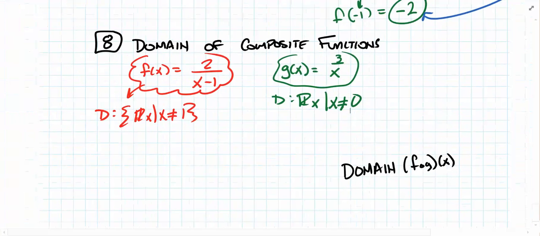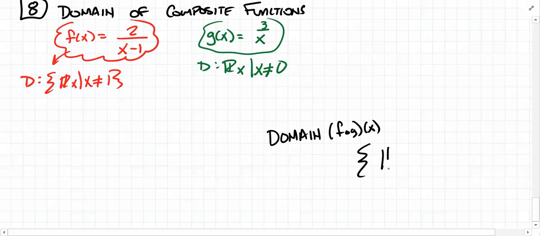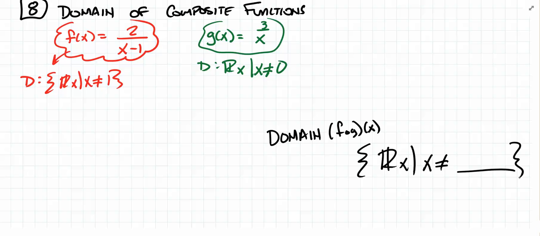Anybody think they know what it is? What's your guess? All real numbers such that x cannot equal 0 or 1. You are half right. It's going to be all real numbers x such that x cannot be something, we just don't know what the something is. But let's ask ourselves this. What does f of g of x actually mean? What does it physically mean, f of g of x? Which one's inside of which one? The g is inside the f.